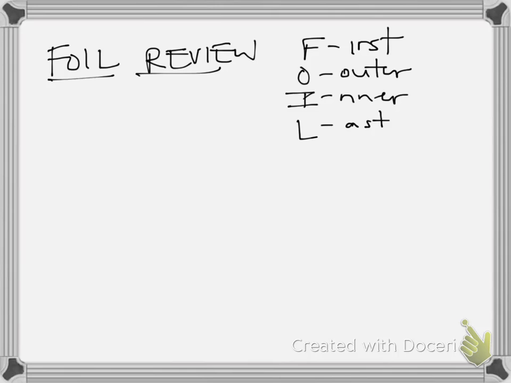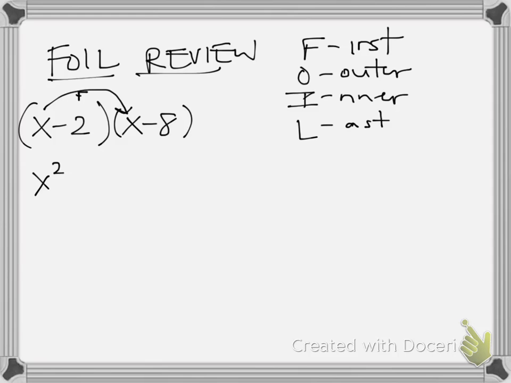Let's say we have x minus 2 times x minus 8. If I asked you to simplify this or work this out, you would FOIL. You would multiply your first term. That's where your F comes from. Then you'd have x times x is x squared. Then you'd multiply your outside terms. That's where your O comes from. So x times negative 8 is negative 8x.